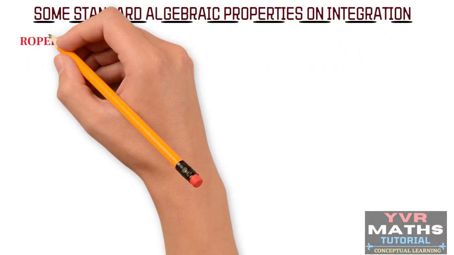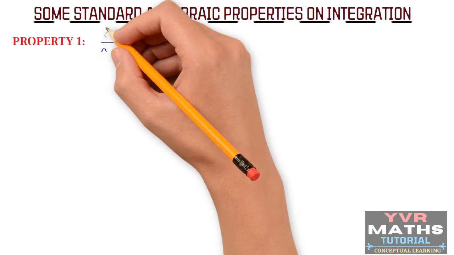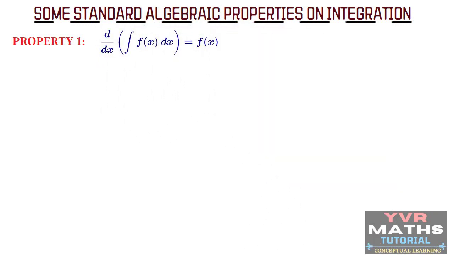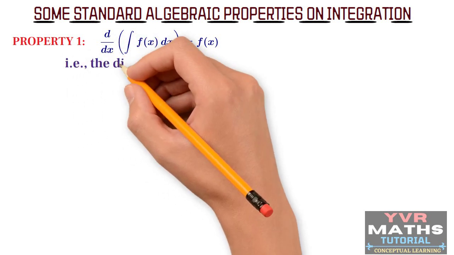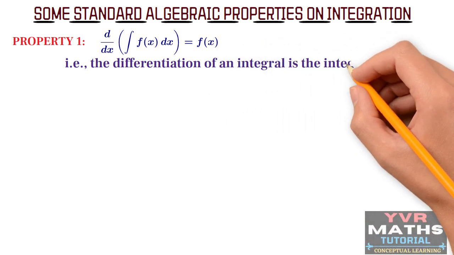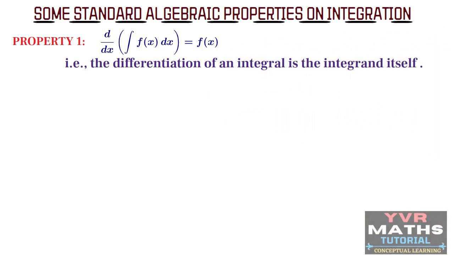Let's take the first property. d by dx of integral f of x with respect to x is equal to f of x. This property can be said in another way: the differentiation of an integral is the integrand itself. What is the integral here? Integral f of x dx is the integral. What is the integrand here? f of x is the integrand. That means, observe carefully, the differentiation of an integral is the integrand itself.